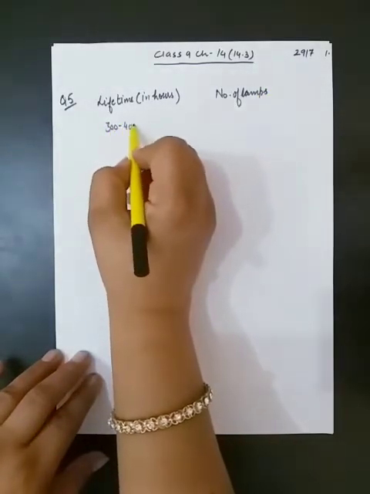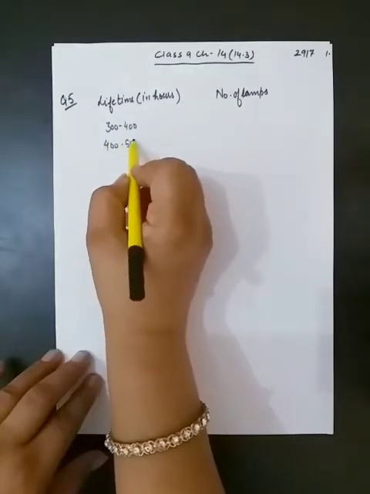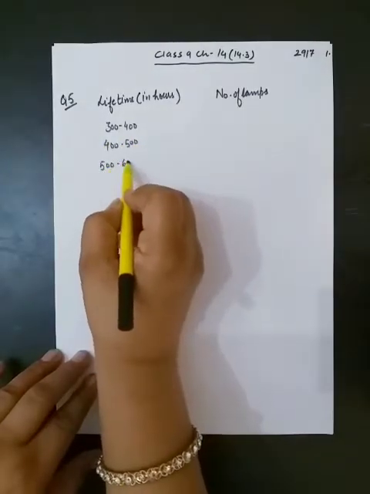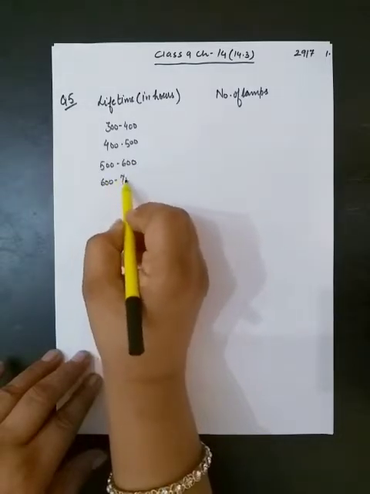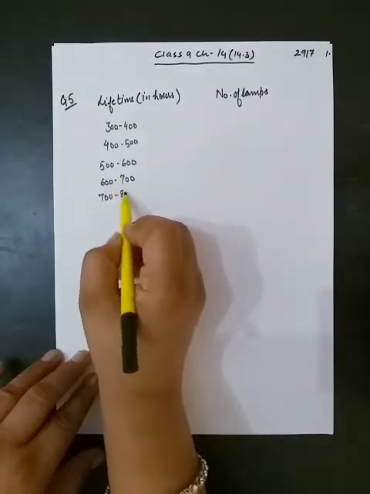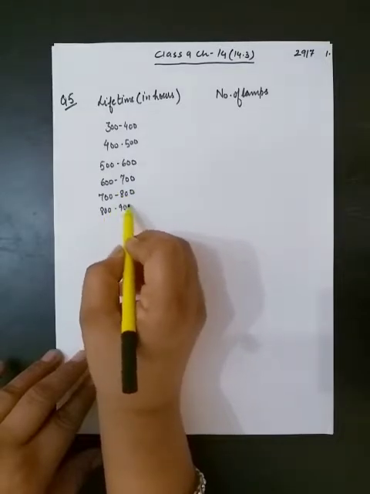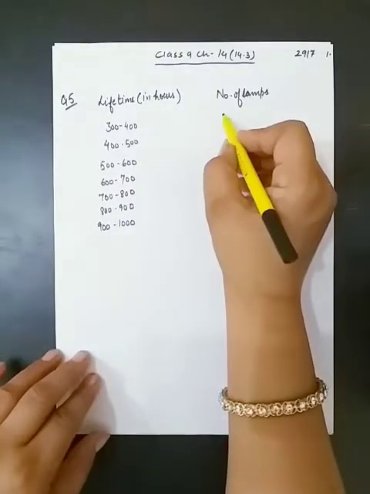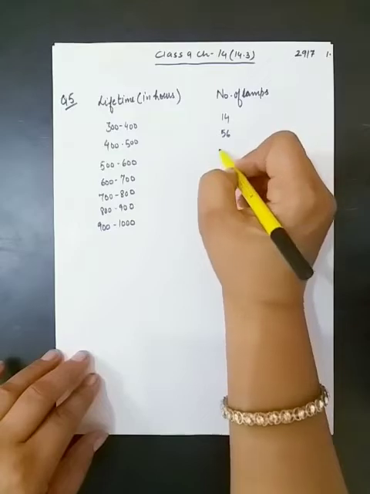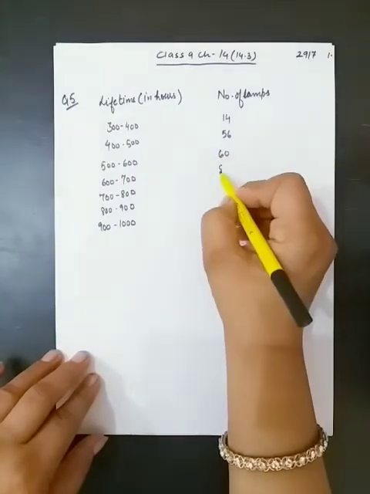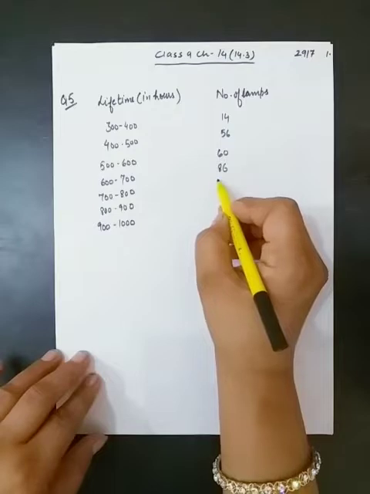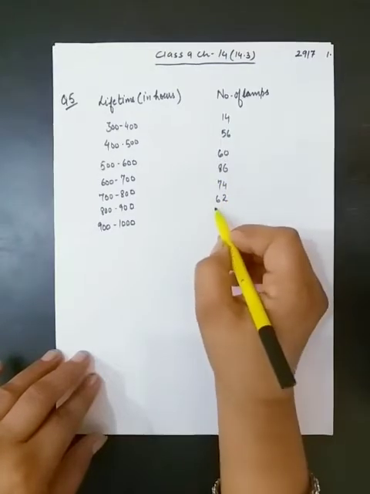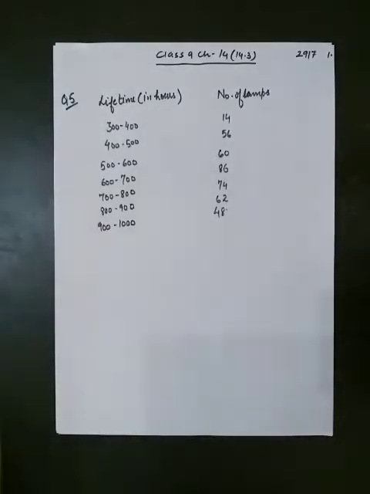300 to 400, 400 to 500, 500 to 600, 14, 56, 60, 86, 74, 62 and 48. And on the basis of this given data, we have to draw a histogram.